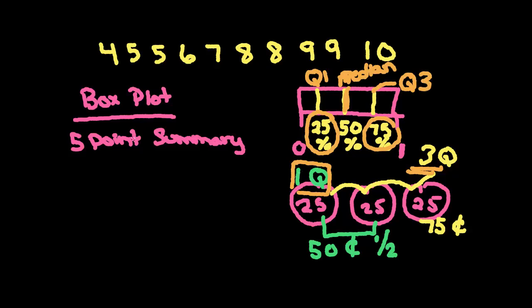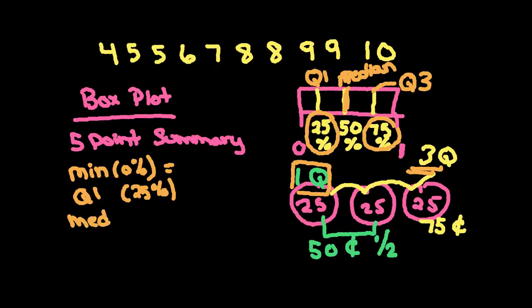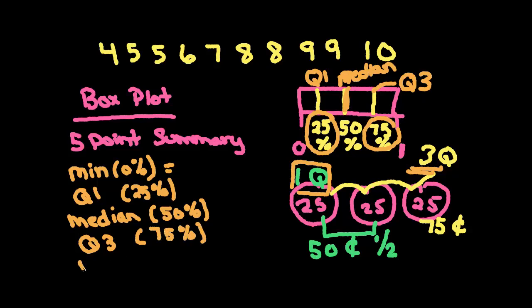So the different places we want to find in this 5-point summary are the min, which is essentially our 0 percentile, our lowest value. Then we want Q1, which is our 25th percentile. We want our median, which is our 50th percentile. We want Q3, which is our 75th percentile. And then finally, we want our maximum, which is the $1 or the 100th percentile. So now we need to compute each of these values using our data set above.